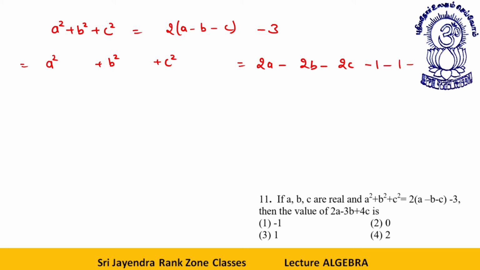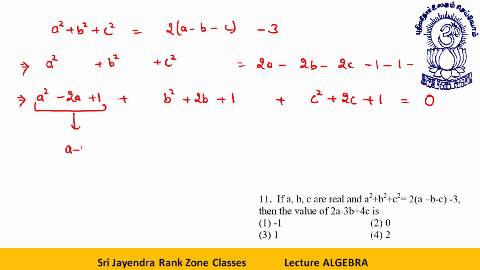I'll write it as minus 1 minus 1 minus 1. So this becomes a square minus 2a, this minus 1 I bring over here plus 1, plus b square plus 2b plus 1, plus c square plus 2c plus 1. Everything moves to this side and everything becomes 0 over here. Now I can write this as a minus 1 square plus b plus 1 square plus c plus 1 square is equal to 0.